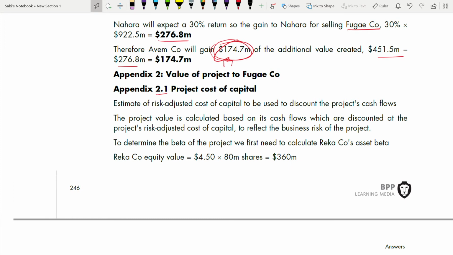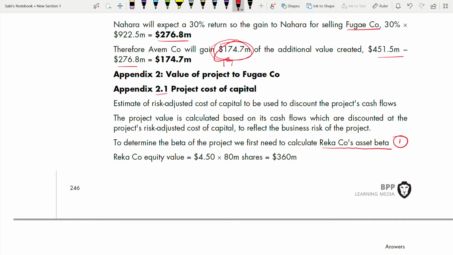Estimate of risk adjusted cost of capital to be used to discount the project's cash flow. The project value is calculated based on its cash flow, which is discounted at the project risk adjusted cost of capital to reflect the business risk of the project. To determine the beta of the project, we first need to calculate Rekha company's asset beta. Number one thing is Rekha company's asset beta. How are you going to find it?